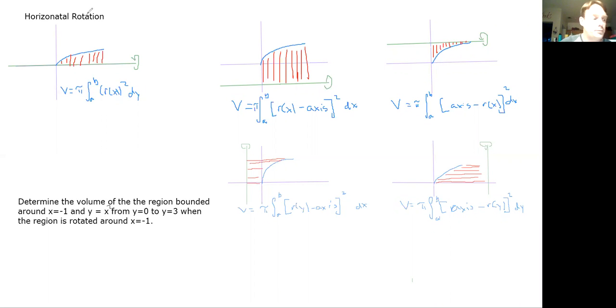All right. Actually, this should be a horizontal. So we're rotating around a horizontal line here. And right here, we are rotating around a vertical line. But if it's around a horizontal line, it's technically a vertical rotation.